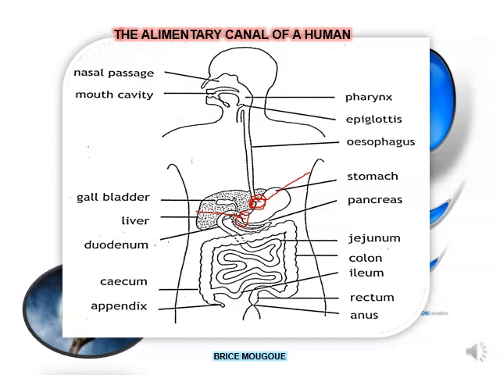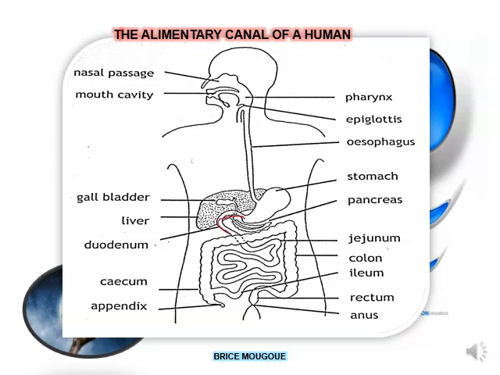Now, the stomach has a wall made up of muscles which are also able to contract and relax and hence squeeze and churn food to make it even softer. From the stomach, we'll go now through the small intestine.